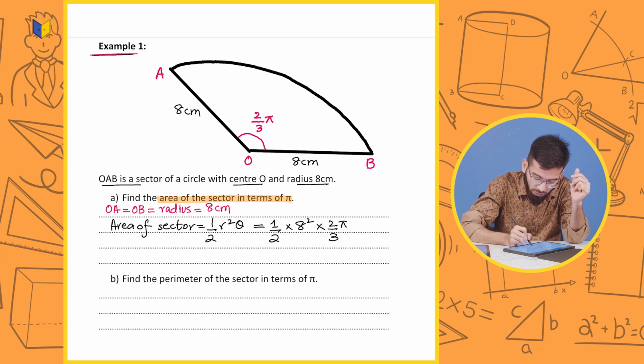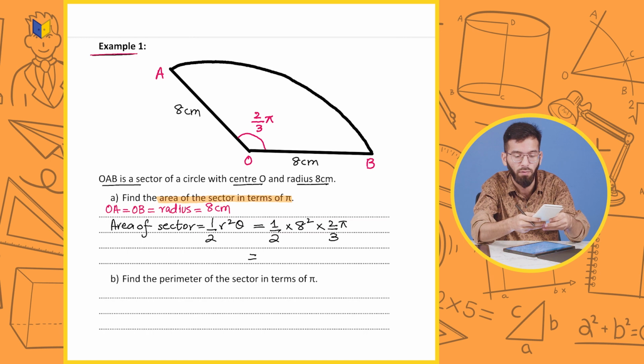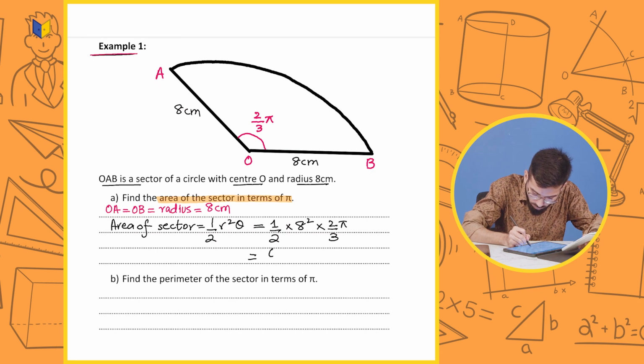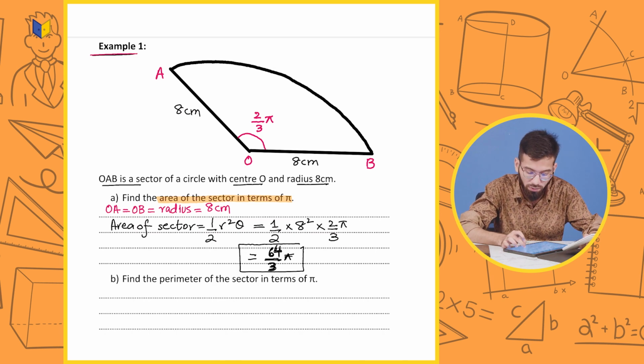Okay, so in this case we are done. That 8 square is basically 64. 64 divided by 2 is 32, and 32 times 2 over 3 we are getting as 64 over 3 pi with the help of a calculator. In terms of pi, our answer for part 1 is 64 over 3 pi. That is basically our area of the sector for example 1.